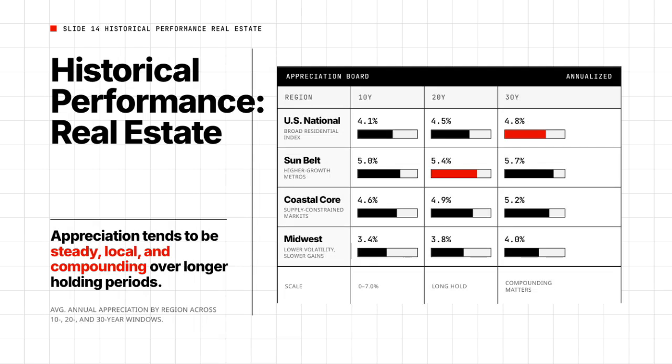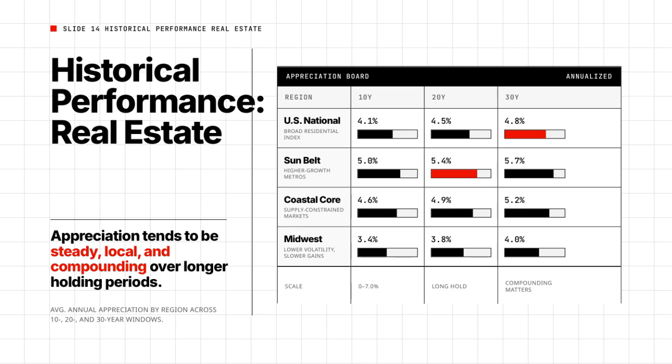When we look at the historical performance of real estate, one key takeaway is that appreciation tends to be steady, local, and compounding over longer holding periods. This means that real estate values generally increase consistently over time, which can build significant wealth when held for many years. Now, if we break down average annual appreciation by region across 10, 20, and 30-year windows, we see some interesting trends. Nationally, the broad residential market has shown annual appreciation rates roughly between 4 to 5% across these time frames, emphasizing a solid, reliable growth pattern.